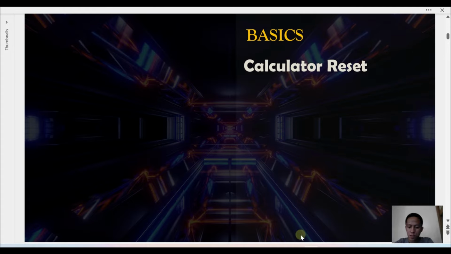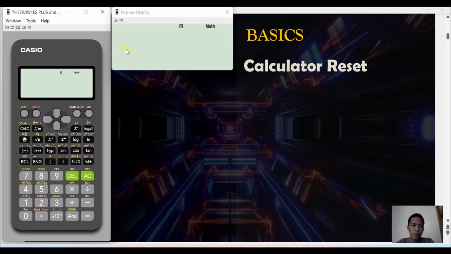So the first thing that you need to know about your calculator. So by the way, I'm using the emulator for Casio 570S. You can download this, guys, sa Casio website. Okay? So this is for Windows. So ito yung itsura niyang calculator natin. And in our calculator, let's say you press ON, of course. That's the first step you need to do when you're performing a calculator technique.